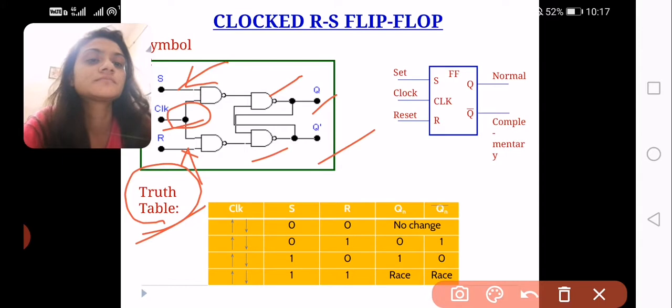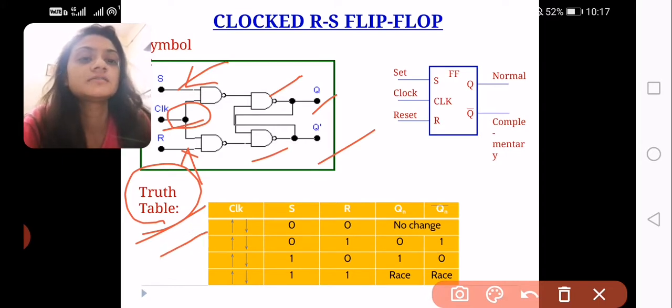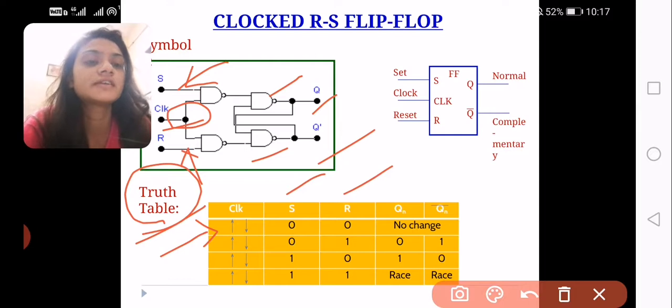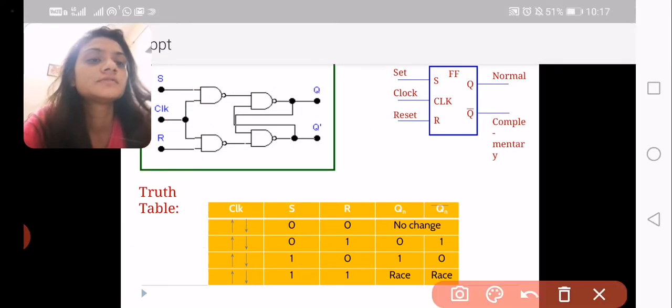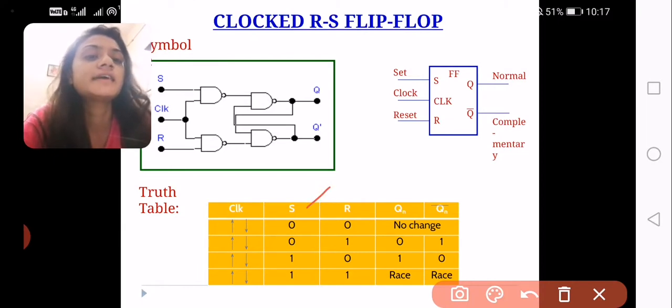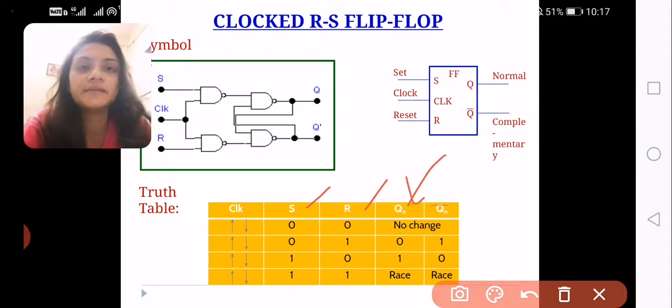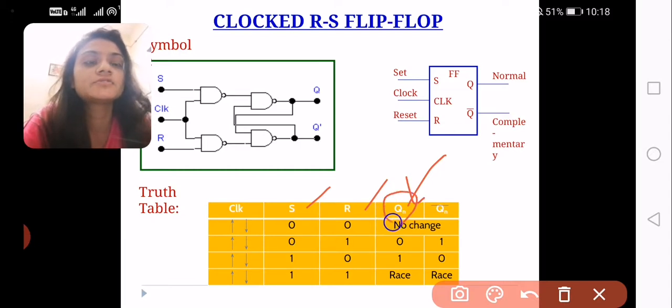In the truth table, the first column is the clock pulse, and the S and R values are there. S and R are two variables, so there will be four combinations of that. First is 0 0, second 0 1, third 1 0 and 1 1. If the value of S and R is 0 0, that means no change in the output. No change in the output means whatever the flip-flop has stored previously, either 0 or 1, remains. So there will be no change when S is 0 and R is 0.